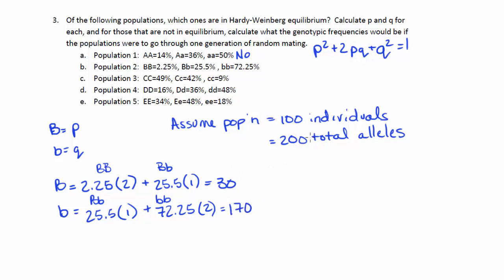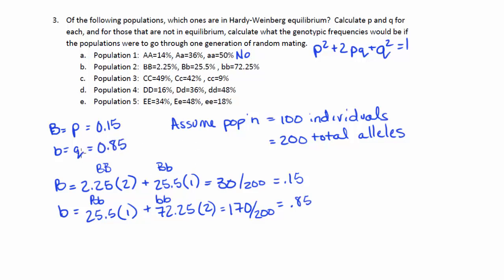Keeping in mind that we have 200 total alleles, 30 divided by 200 is going to be equal to 0.15. So that is the frequency of capital B, 0.15. And then we would do the same thing here, 170 divided by 200. This is going to be equal to 0.85. So that is the frequency of Q.